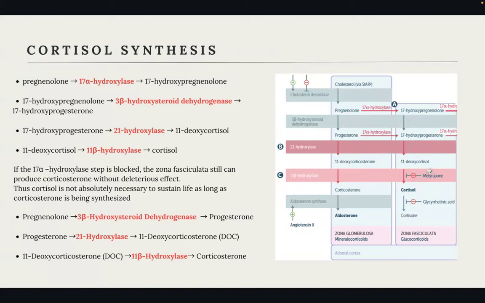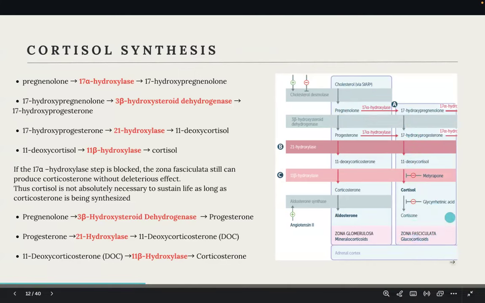Now, one thing that's important to mention, do you think if we were to have a deficiency in 17-alpha-hydroxylase, we would lose our cortisol effects? The answer would be no. Honestly, for the longest time ever, I couldn't understand this concept, so hear me out here. Do you see this pathway right here? Again, this is in the zona fasciculata. Why is it occurring in the zona fasciculata? It's because we have the 17-alpha-hydroxylase enzyme, okay?